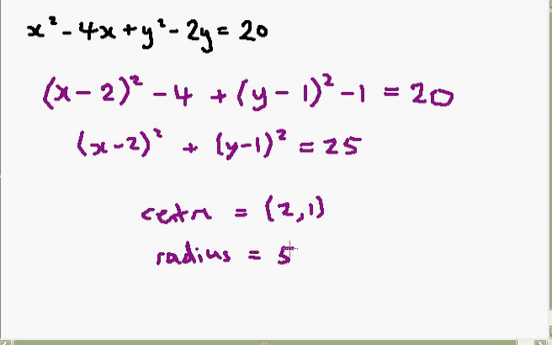Radius of course cannot be negative 5, because the radius is an actual distance. You're not having a negative length.